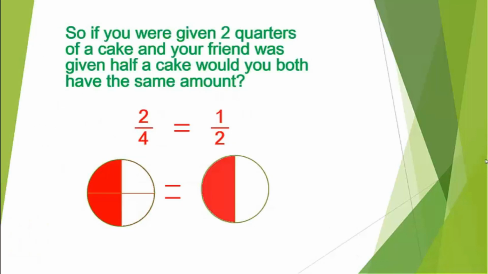If you were given 2/4 of a cake and your friend was given half a cake, would you both have the same amount? Yes, of course, both of you get the same amount. 2 pieces out of 4 equal 1 piece out of 2. That means 2 by 4 equals 1 by 2. So 1 by 2 and 2 by 4 are equivalent fractions.